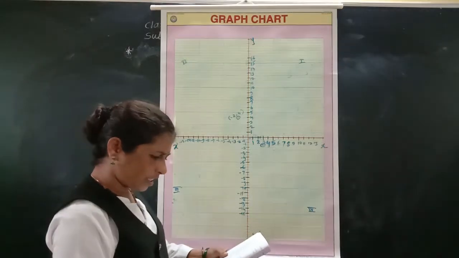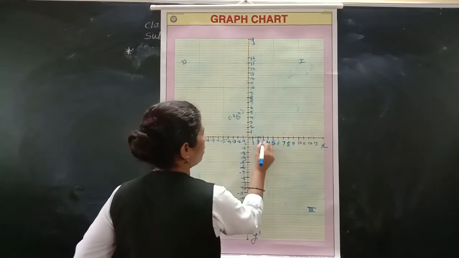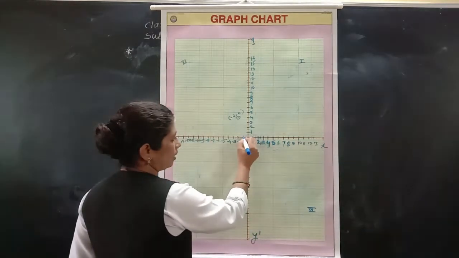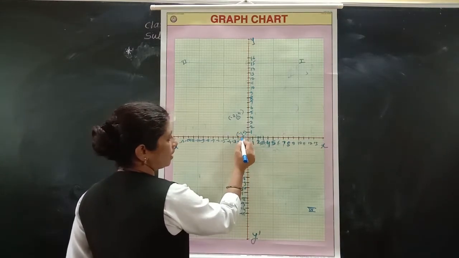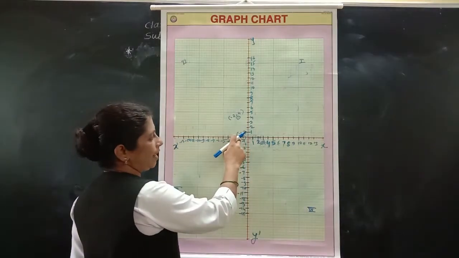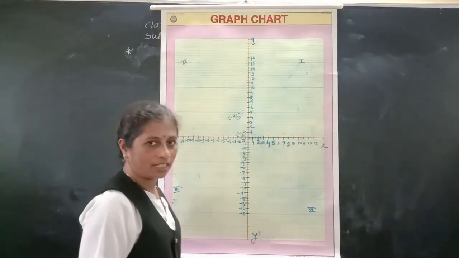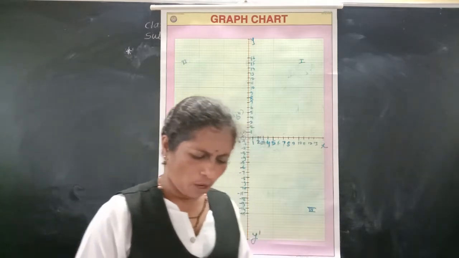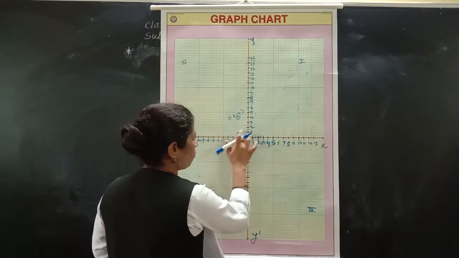Next example, minus 1, 0. Minus 1 means of x-axis, and 0 means this point lies on which axis? X-axis, because the ordinate is 0. If the ordinate is 0, the point lies on the x-axis. Understood? And we have to plot this point. Okay. Next question. Plot the points 0, 4. Now I will rub this point.